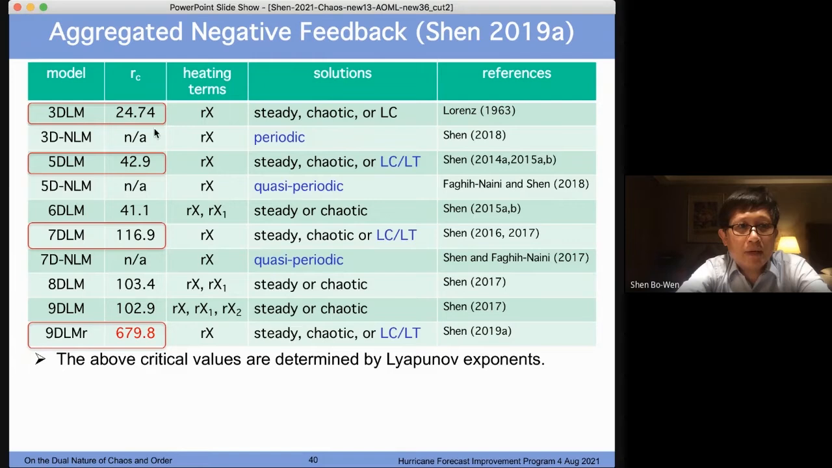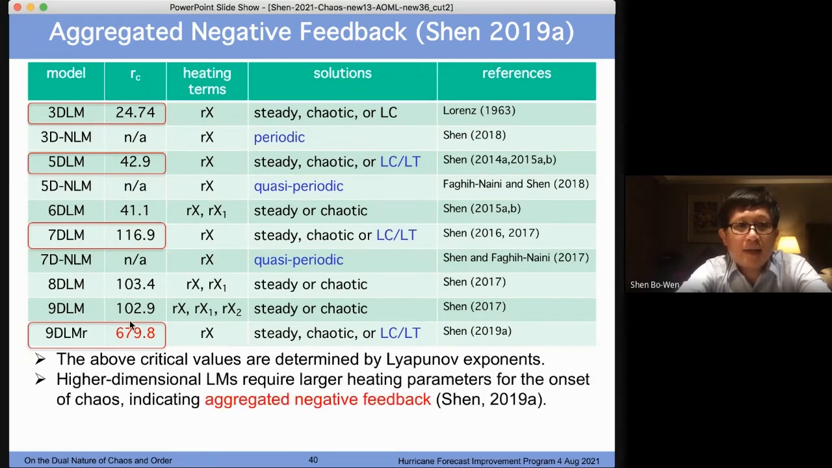A comparison among 3D, 5D, 7D, and 9D suggests that higher dimensional models require a larger R for the onset of chaos, and this indicates aggregated net feedback. Smaller scale modes may introduce negative feedback to the system. More importantly, all kinds of negative feedback can be aggregated to provide stronger dissipation. As a result, higher dimensional models require a larger heating parameter for the onset of chaos.